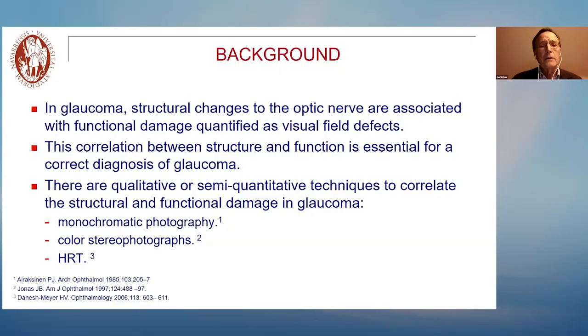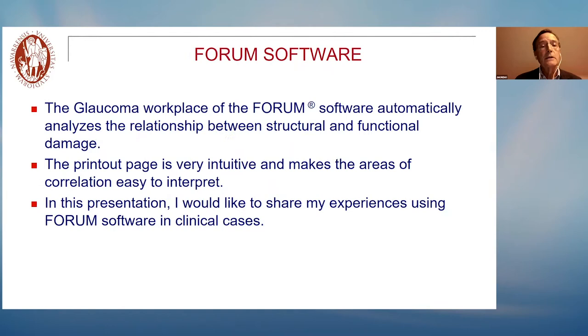The relationship between structural changes and functional loss is a key factor for the diagnosis of glaucoma. There are many papers that analyze this relationship using different devices, such as monochromatic photography, stereo photograph, or HRT, among others. With the introduction of the OCT, we have a new method to compare the functional and structural test using the OCT and the visual field.